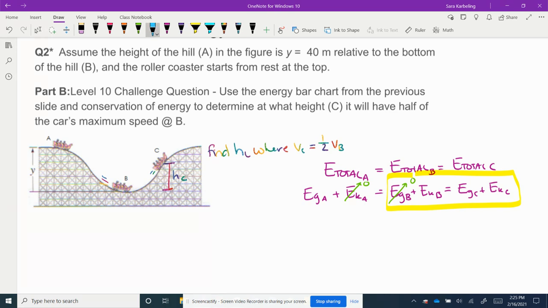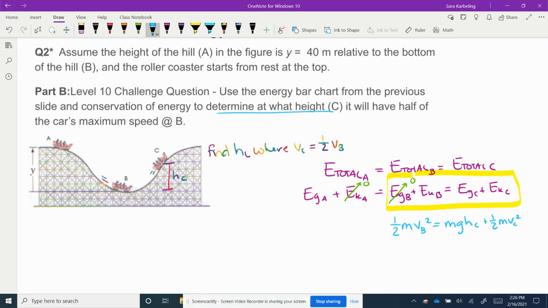If we do that, the kinetic energy at B is just going to be 1/2 the mass times the velocity at B squared. And the expression on the right-hand side is going to be mgh at C. That's really what we're looking for, right? It says determine the height. So h at C, that's our unknown, plus 1/2 m v at C squared. Now we can get an expression for V C in terms of V B, and then we should be able to solve for the height.